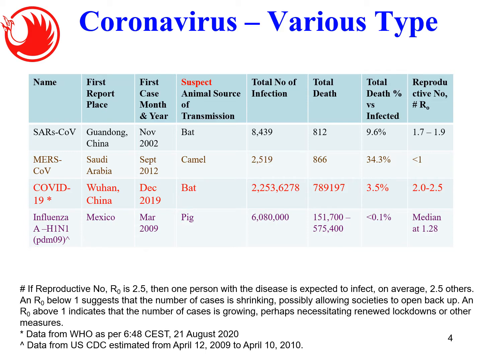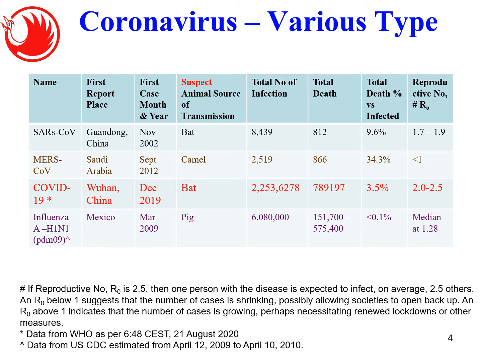And if this happens, then the government can open up more activity in society. But if the R0 is more than 1, then perhaps the government has to do a lockdown once more. So that is the significance of this reproductive number.